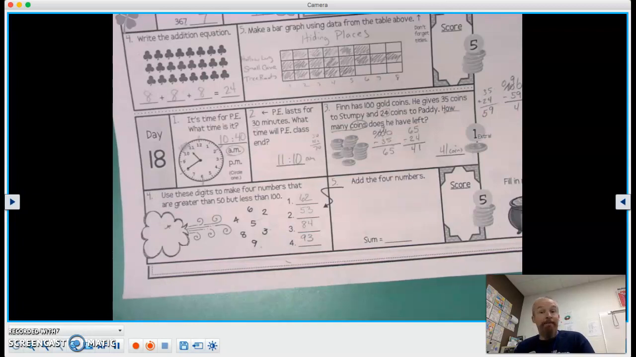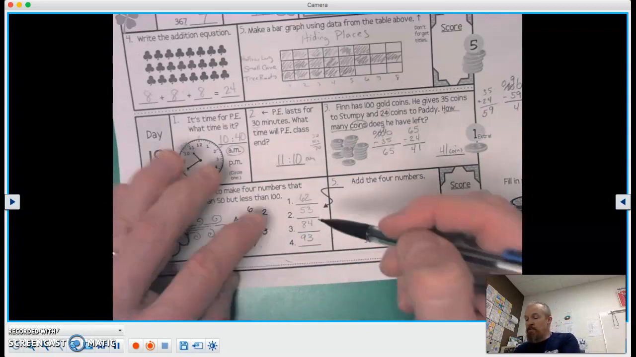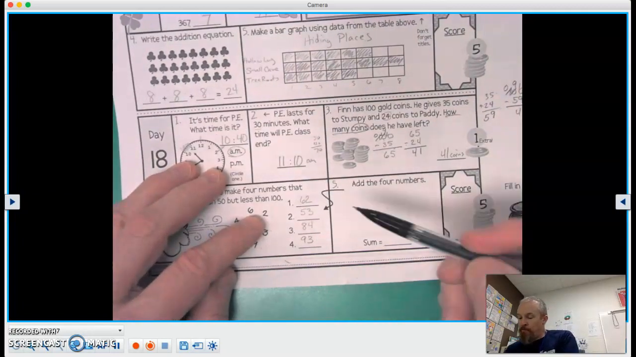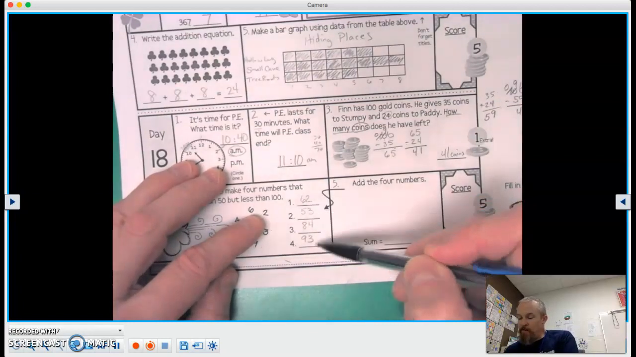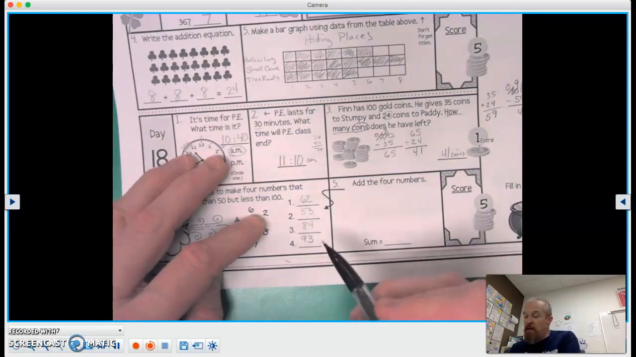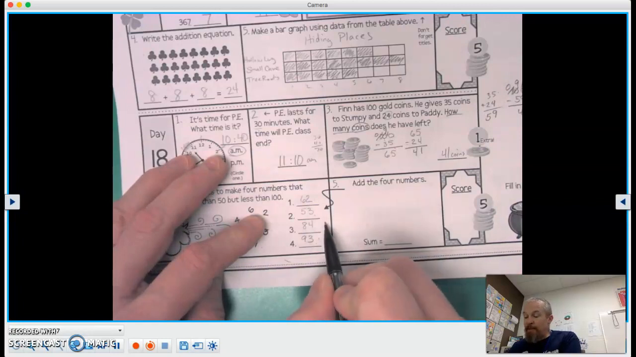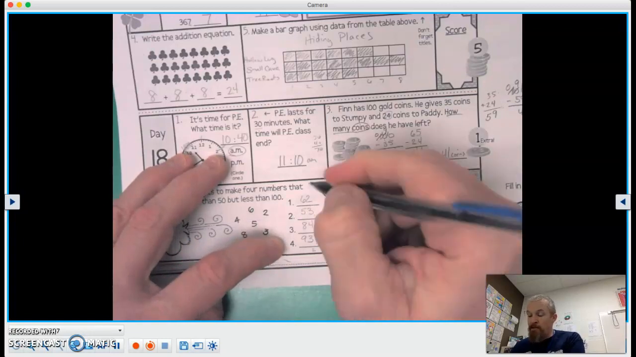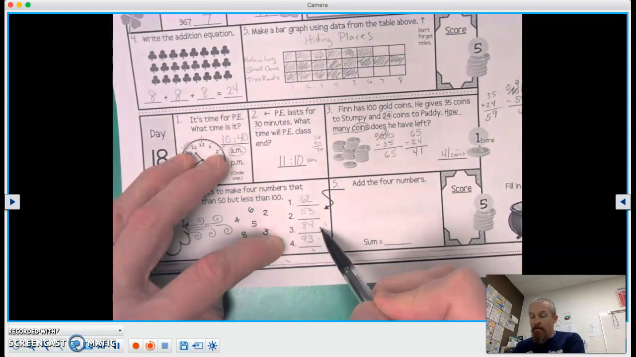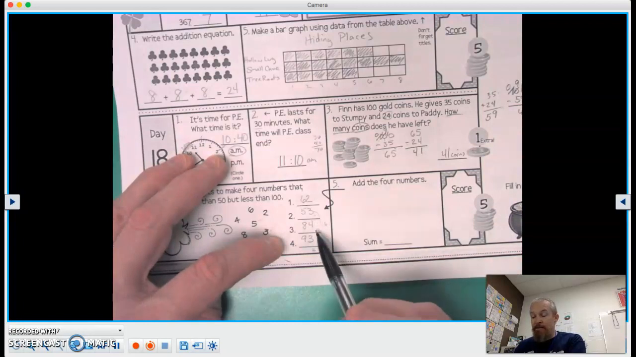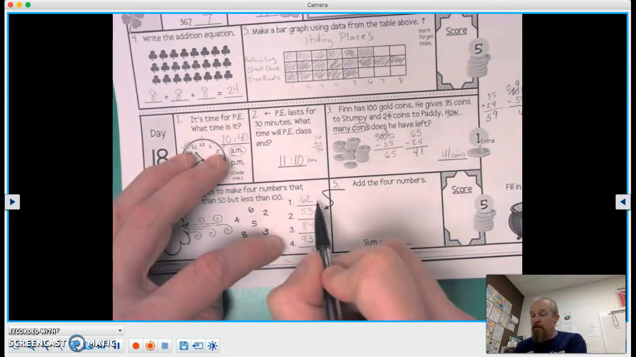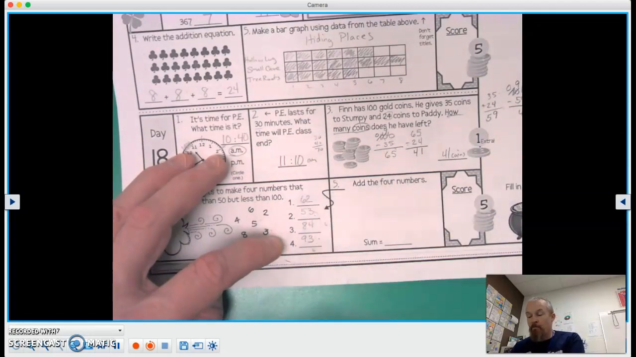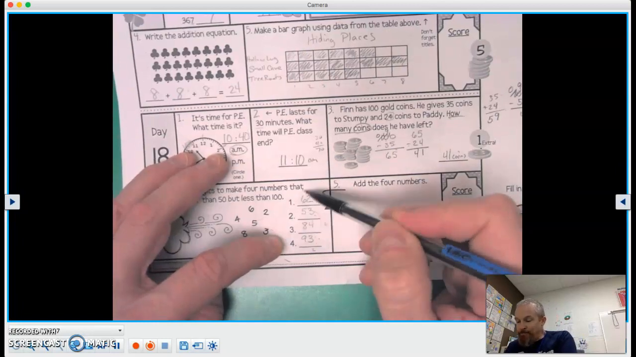Number five. Ooh, add the four numbers. Okay, well, let's just do it right here. Well, 2 plus 3 is 5. How about 3? I'm looking for combinations. How about 3 plus 3 is 6 plus 4 is 10, and two more is 12. Again, I combined my threes to give me a 6 because 6 plus 4 is 10. 2 more is 12.